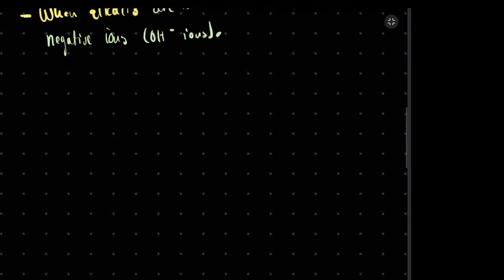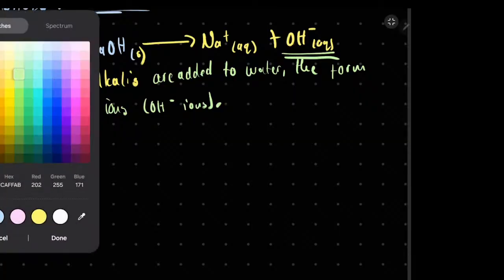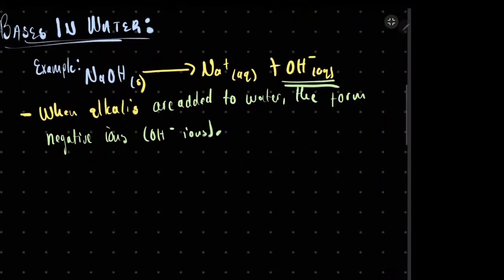Right. This is more on bases in water. Now you keep going. You're talking about bases in water. This is what happens. Now, the chemical reactions. The second thing you must know is the two chemical reactions of bases.